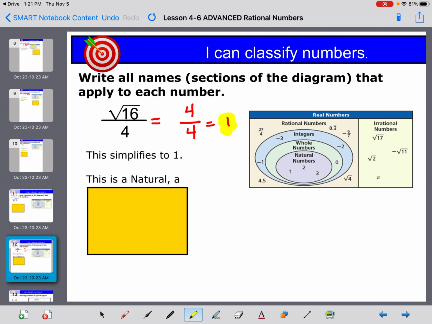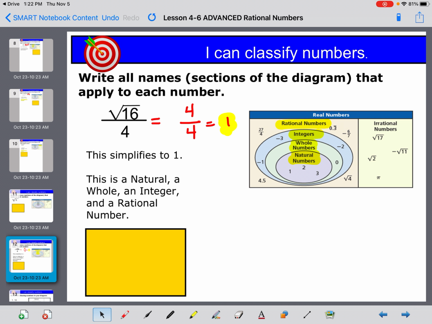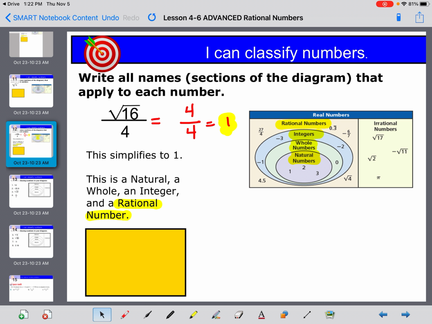Let's classify the number 1. First of all, it's rational. I could write it as 1 over 1. It's a positive or negative whole number, so it's an integer, it's a natural number, and it's a whole number. It's everything. It's all of them. The main point of today's lesson is to know that it's a rational number. Everything else is just a review from previous years. And that part will not be on your test.